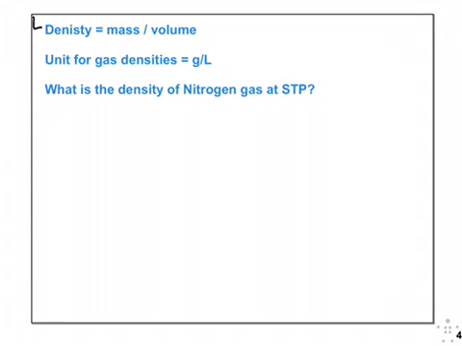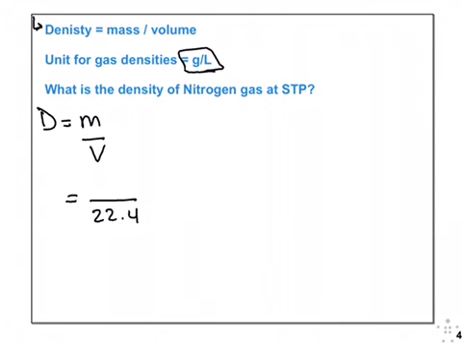Density, the formula for density is mass divided by volume. Typically, your density units when we're dealing with gases are grams over liters. So what is the density of nitrogen gas at STP? So density equals mass over volume. So at STP, what is the volume of any gas? Very good, 22.4. Now we just need to figure out the mass of nitrogen gas.